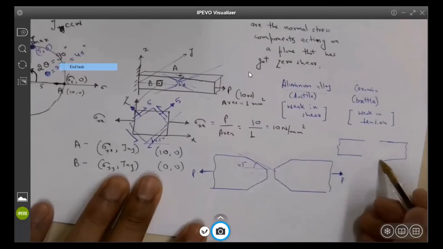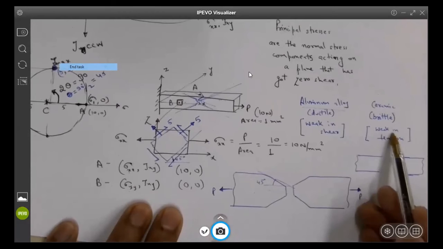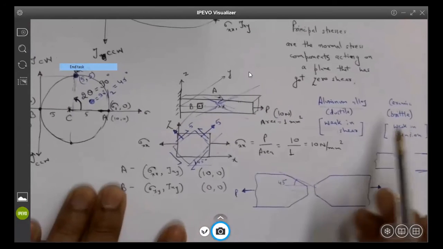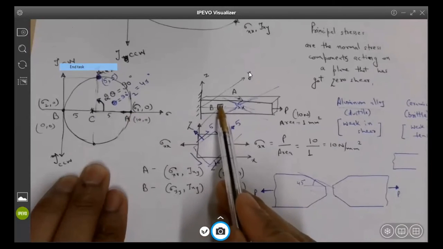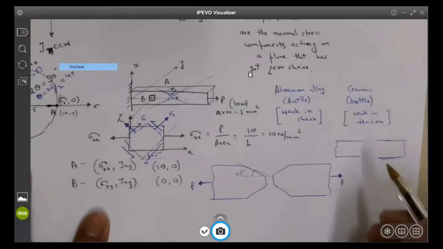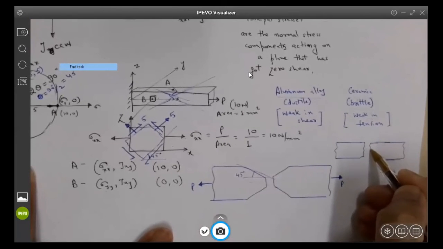It would kind of just be like broken. So yeah, it is weak in tension. Tension basically means along the normal stress plane. Normal stresses are maximum at what plane? At the 0, 0. It is basically the same plane along which the normal stresses are maximum. So basically the brittle materials will fail like this.